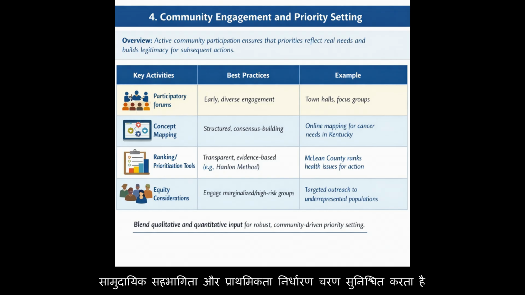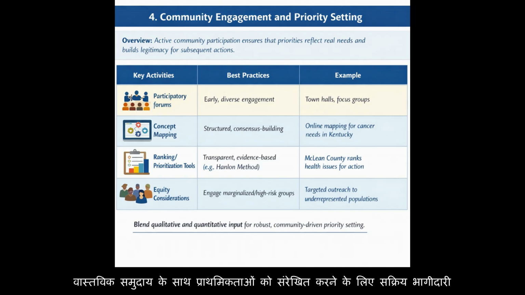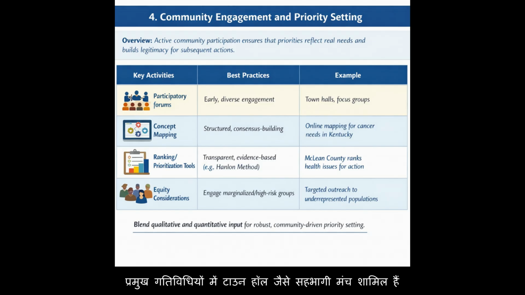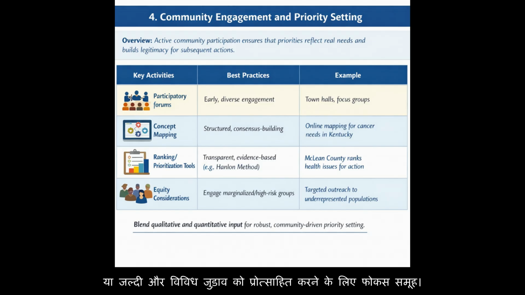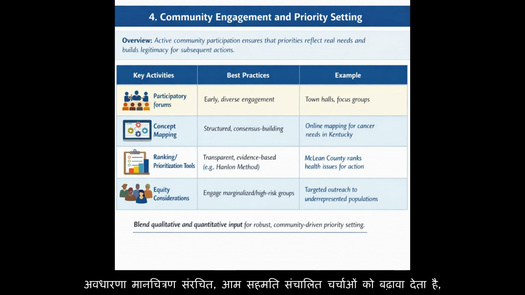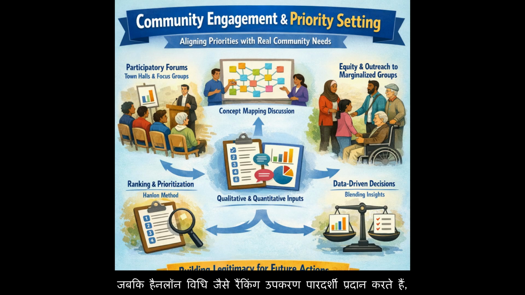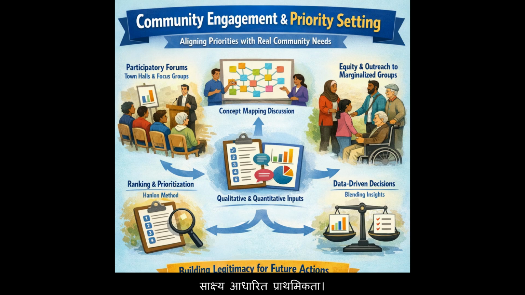The community engagement and priority setting phase ensures active participation to align priorities with real community needs, building legitimacy for future actions. Key activities include participatory forums, like town halls or focus groups, to encourage early and diverse engagement. Concept mapping fosters structured, consensus-driven discussions.